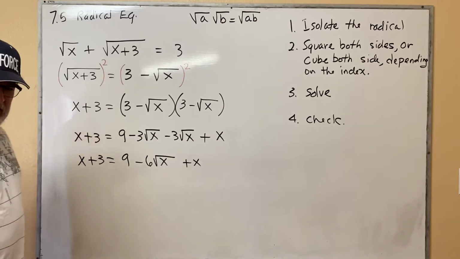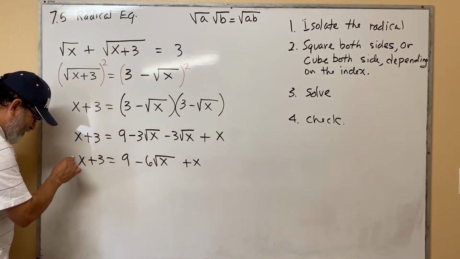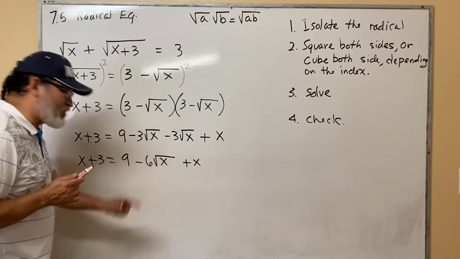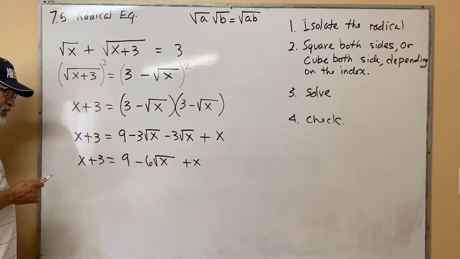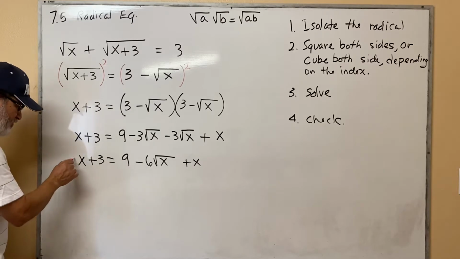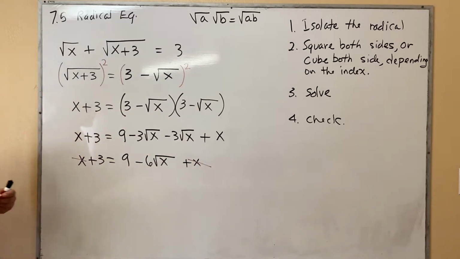Okay, let's solve. So this, oh, now I have to isolate this radical, okay? To isolate this radical, I'm gonna have to get it by itself, but I notice right away that this x cancels that one. Yes, they do.